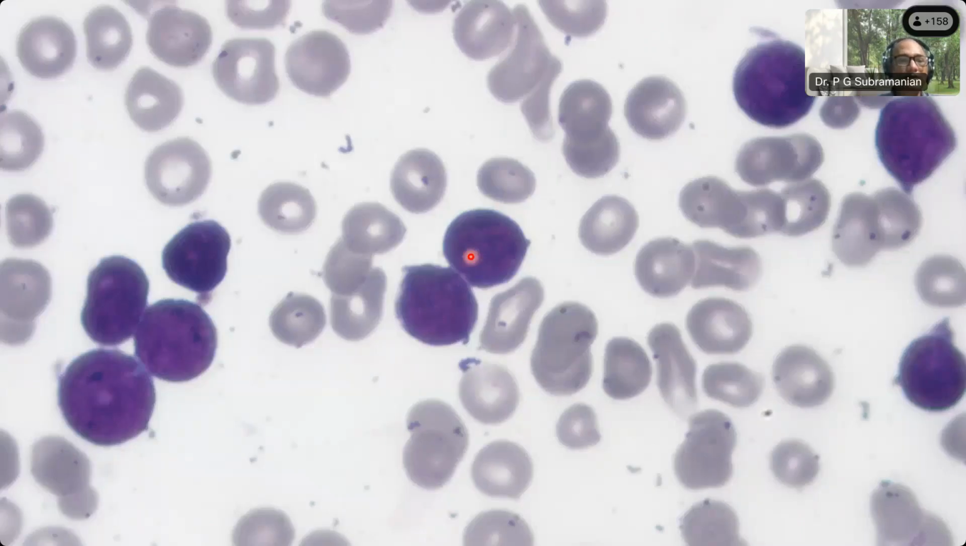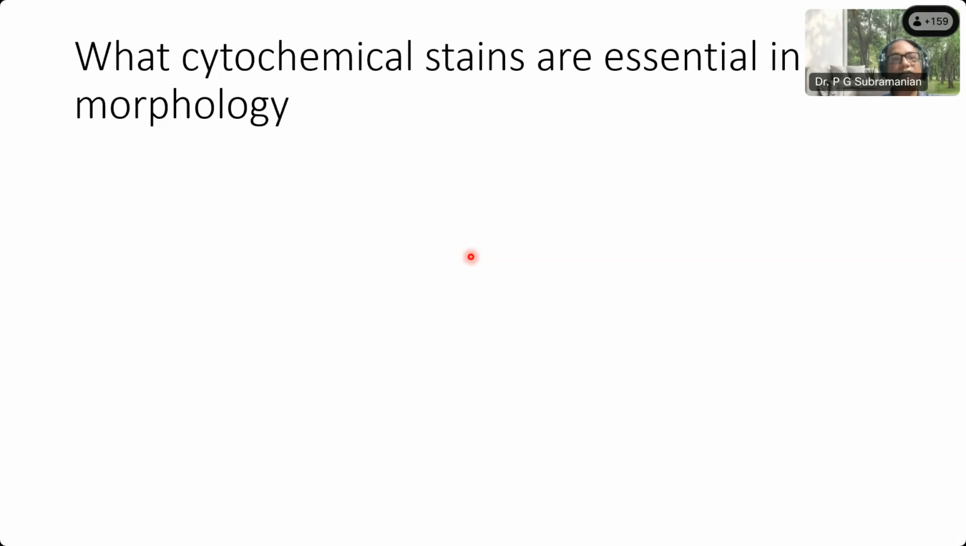You have many blasts over here, with a lot of changes. So what would you do next in a leukemia workup? For workup, sir, we'll go for PAS staining. Okay, PAS staining, yeah, which will show positivity. But would PAS stain be your first stain?